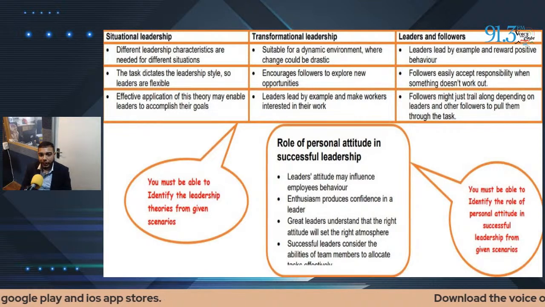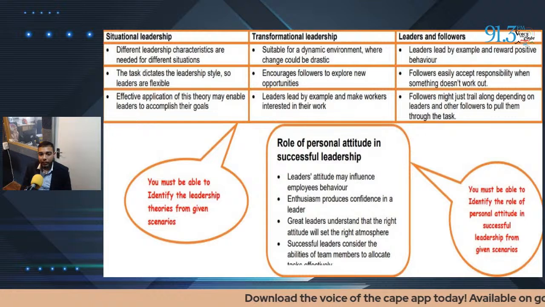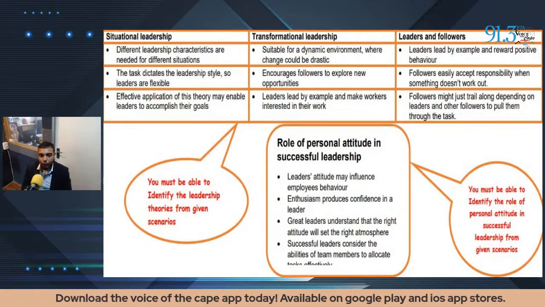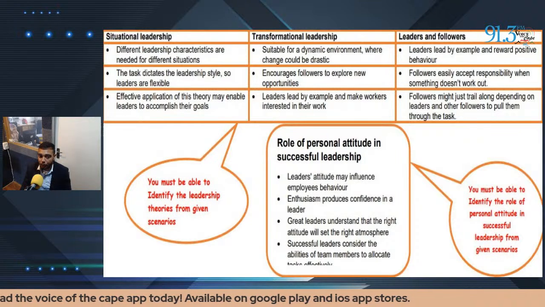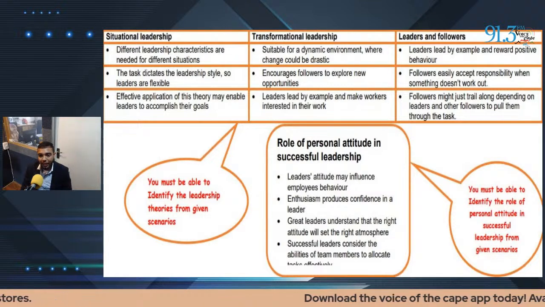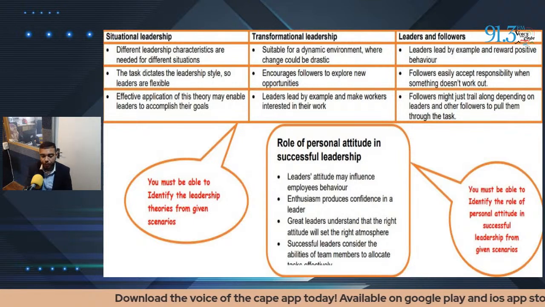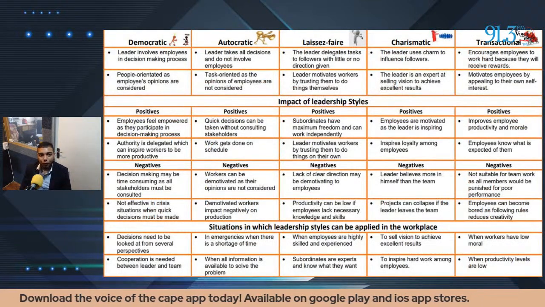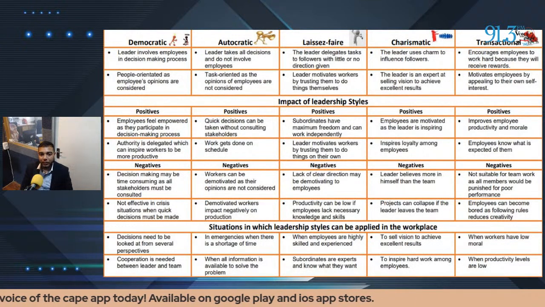So, successful leaders consider the abilities of team members to allocate tasks effectively. So remember, you must be able to identify the leadership theories from given scenarios, as also you must be able to identify the role of personal attitude in successful leadership from given scenarios. We now move over to our different types of leaderships.